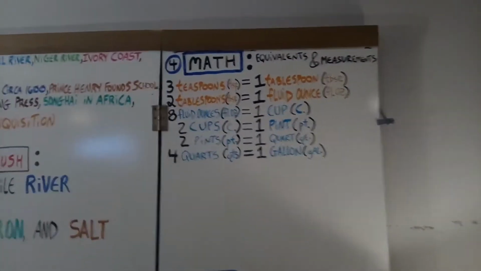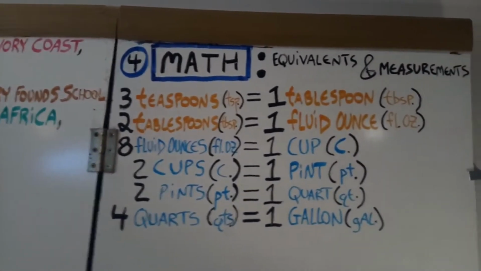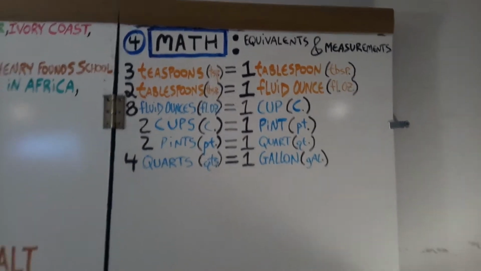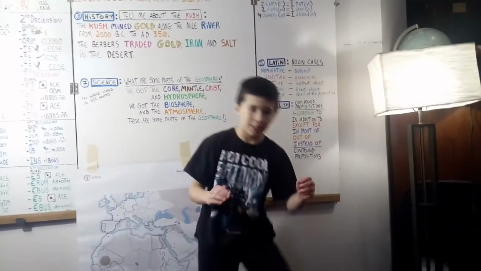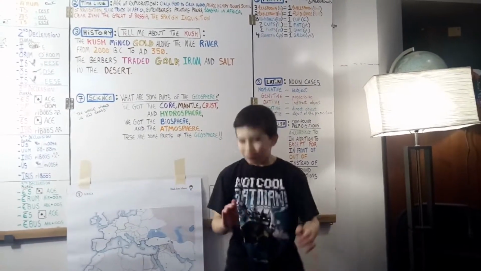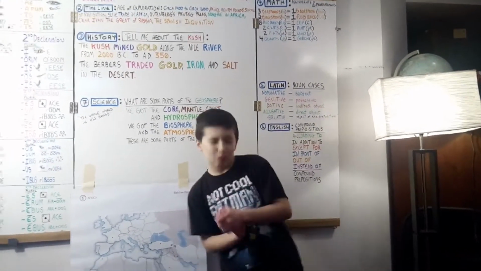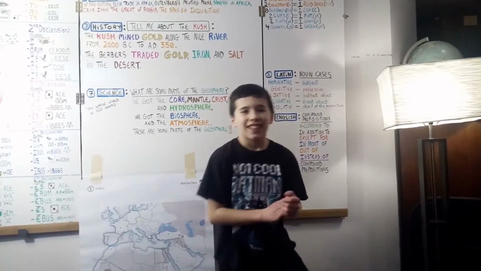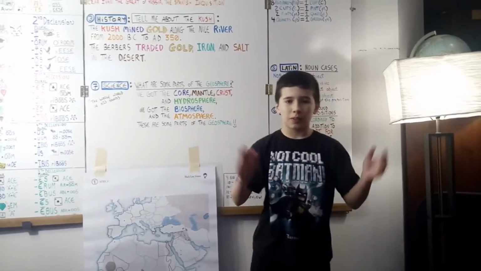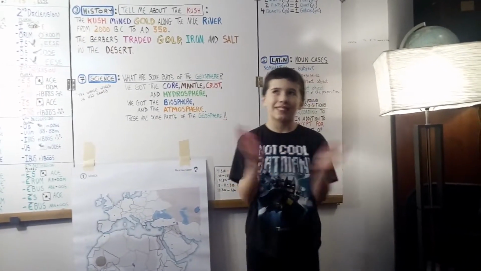All right, so let's go with our math song, and we're going to do this, I think, all the way to week 20, I believe, and we're going to do equivalents and measurements, starting with 3 teaspoons. Ready? Boom, boom, bam, boom, boom, bam, boom, boom, bam. 3 teaspoons equals 1 tablespoon.